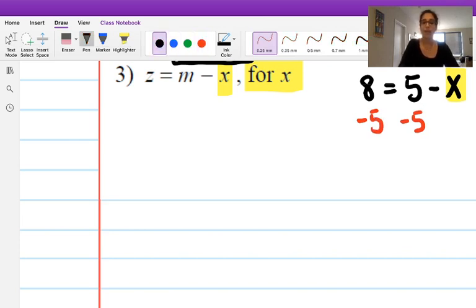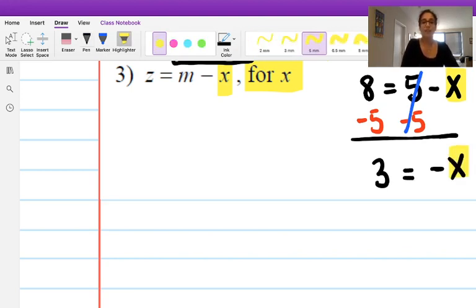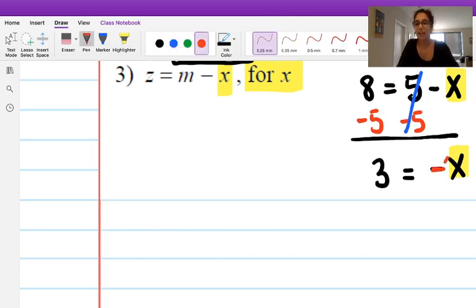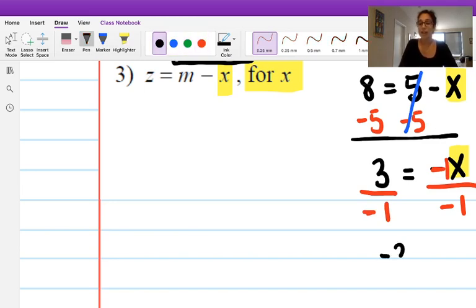What do I end up getting? Right, this goes away. So what do I end up getting? 8 minus 5 is 3 equals negative x. Again, I'm solving for x. So what do I have to do? I have to divide by, what's technically this number right here? It is technically a negative 1. So I'm going to divide by negative 1. And so I get 3 divided by negative 1 is negative 3 equals x, or x equals negative 3.